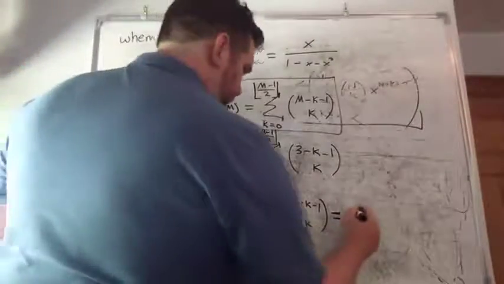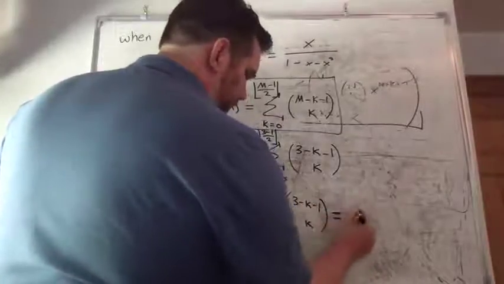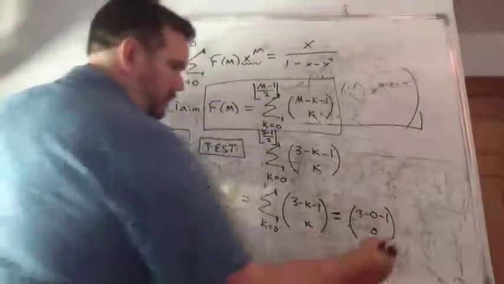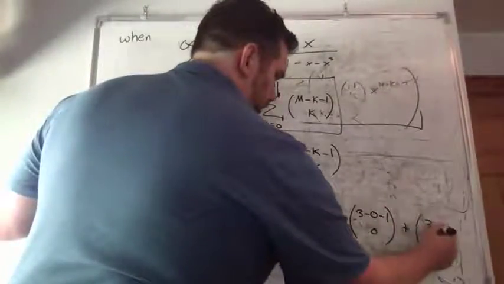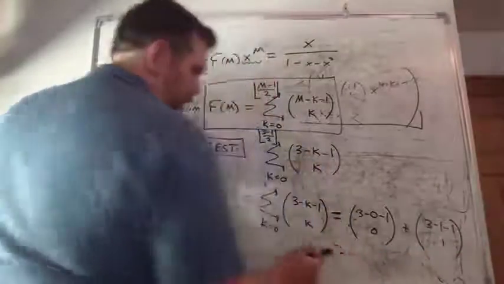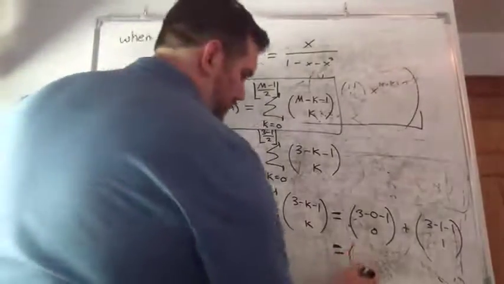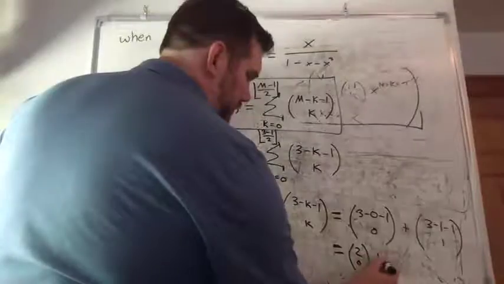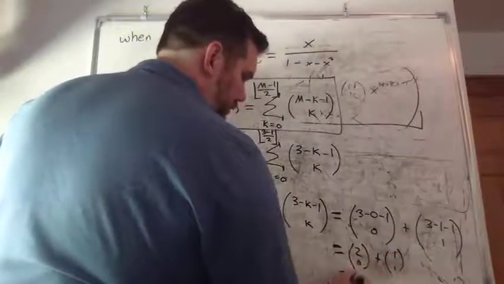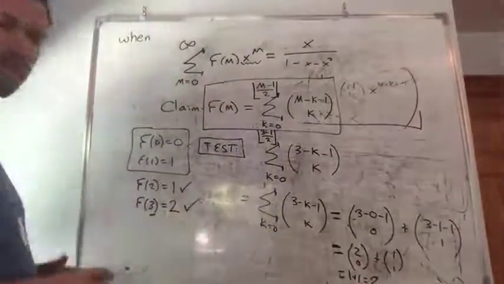And I'm going to have values here for k equals 0 and k equals 1. So I'm going to get, okay, when k is equal to 0, this is equal to 3 minus 0 minus 1, choose 0, plus 3 minus 1 minus 1, choose 1. So this is equal to 2 choose 0, plus 1 choose 1, which is 1 plus 1, which is 2. So it worked there as well.